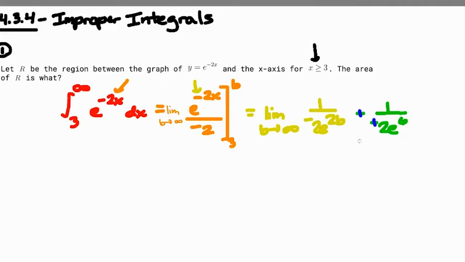So the yellow, I'm going to focus on that yellow part first. If you have 1 over negative 2e to the 2 times infinity, you essentially have 1 over negative infinity. Does anybody know what 1 over negative infinity comes out to be? 0. Thank you, whoever said that. This is 0.